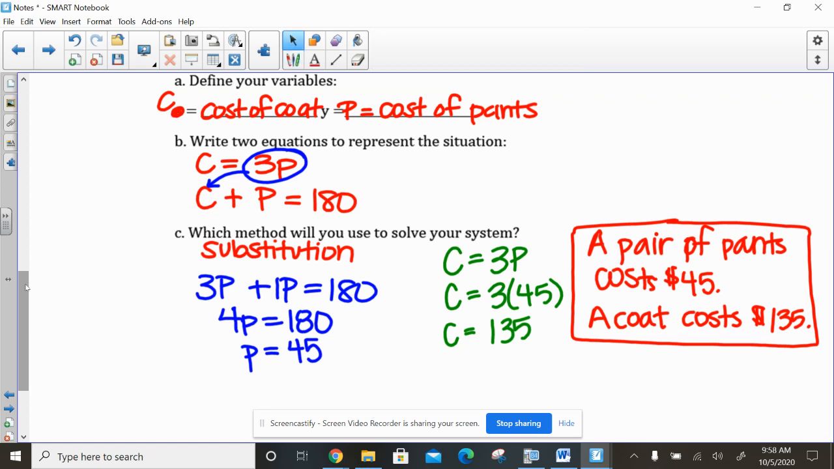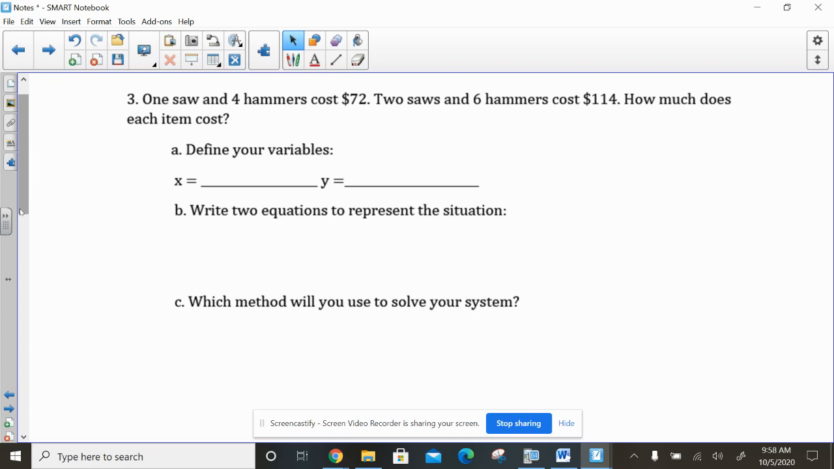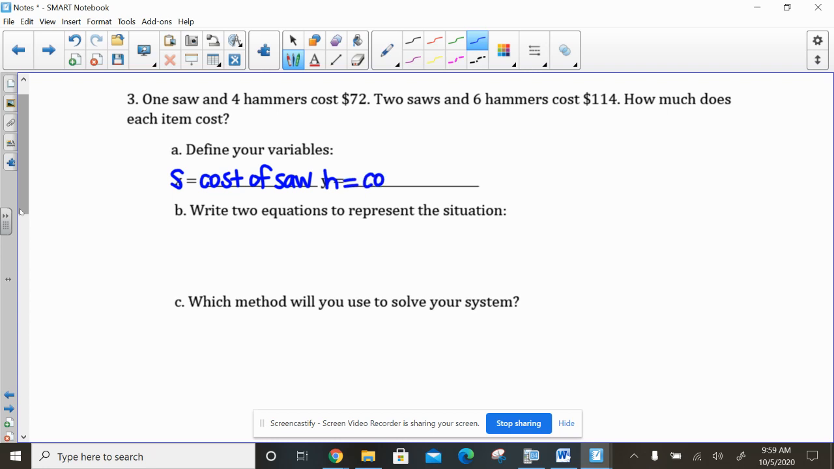All right, let's take a look at the next example on the back. So number 3, 1 saw and 4 hammers cost $72. 2 saws and 6 hammers cost $114. How much does each item cost? So I'm going to define my variables first. I'm going to make this an S for the cost of a saw. And then I'm going to make this one an H for the cost of a hammer.